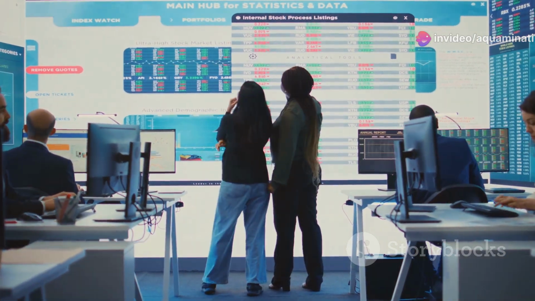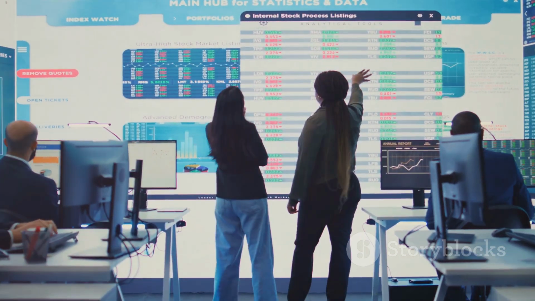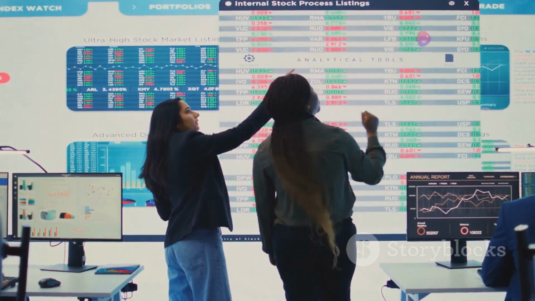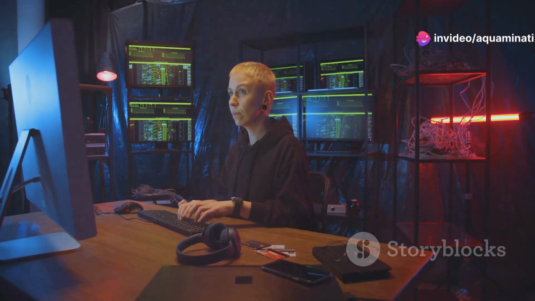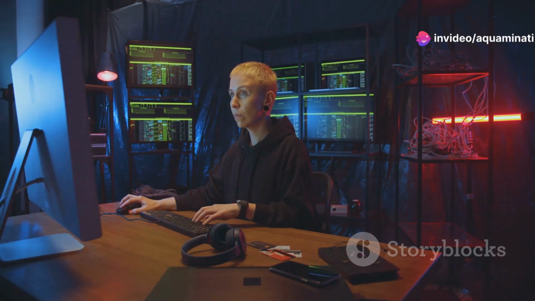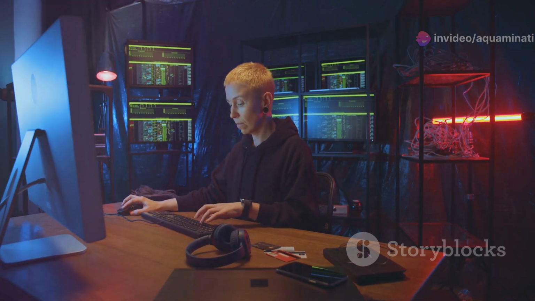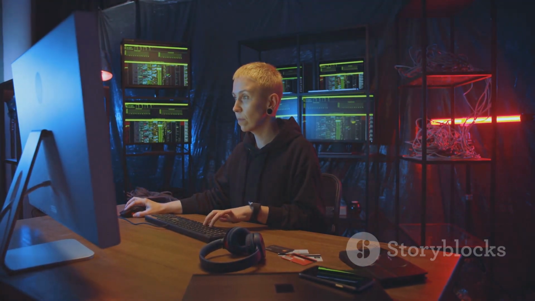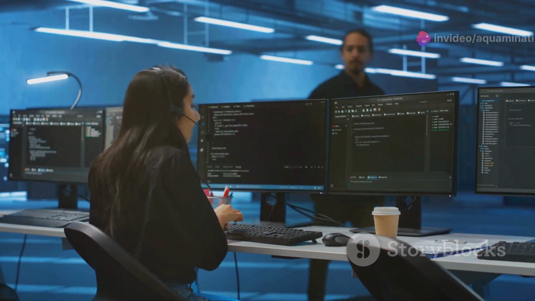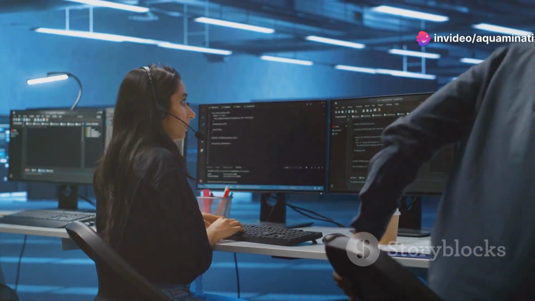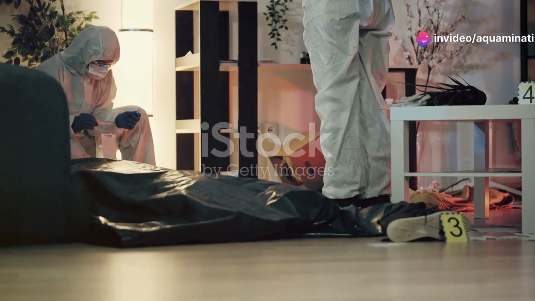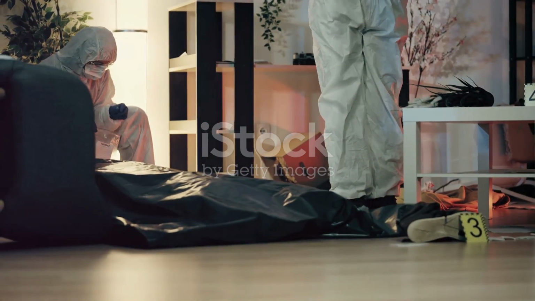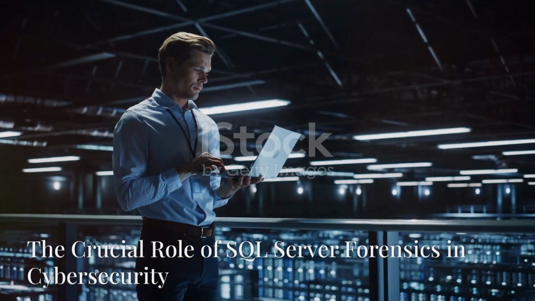Another advantage of SQL scripts is their ability to perform complex queries and analyses that would be difficult or time-consuming to do manually. By leveraging the power of SQL, investigators can quickly identify patterns, correlations, and anomalies within the data, providing valuable insights into the nature and extent of a security incident. Finally, SQL scripts can be easily shared and reused across different investigations. This promotes consistency in data collection procedures and helps ensure that best practices are followed in every case.